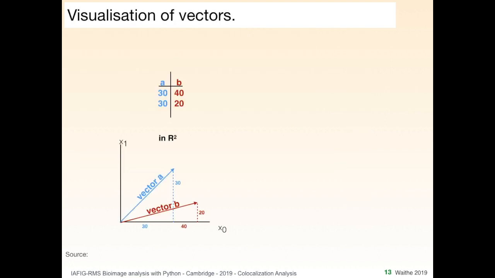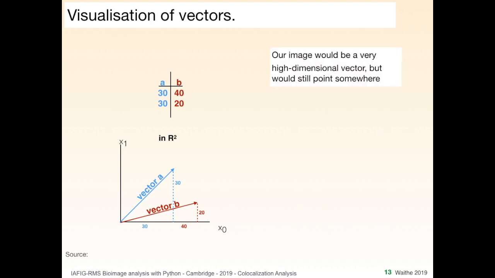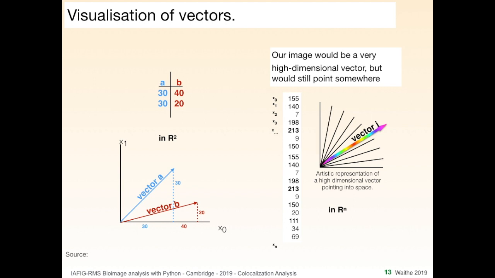Now I want to break from that a little bit and talk about visualization of vectors. So here we've got vectors A and B. They only have two entries each. A is 30, 30 and B is 40, 20. Now if we were to visualize that, it would look something like this. So for A, we've got 30 in our first dimension and 30 in our second dimension. And in vector B, we've got 40 in our first dimension and 20 in our second dimension.